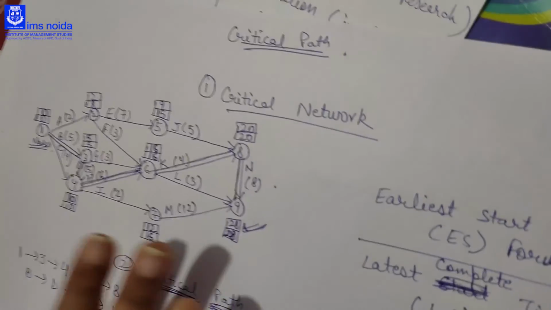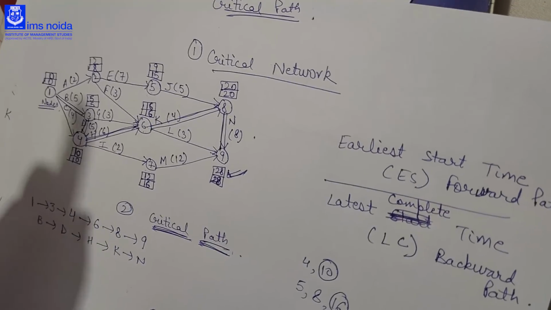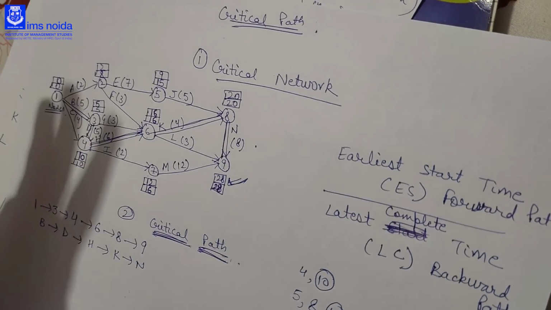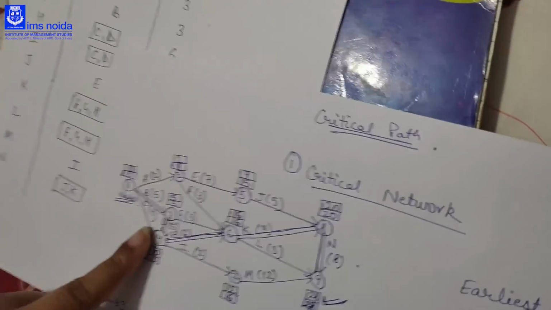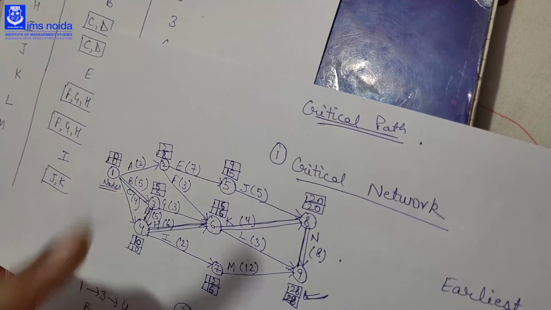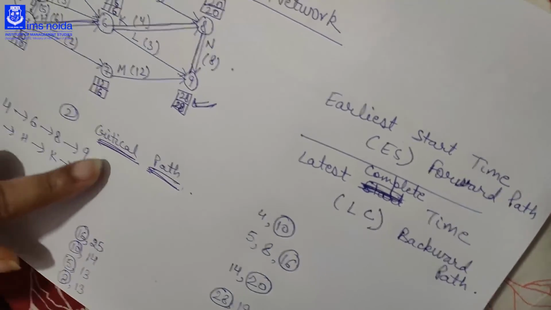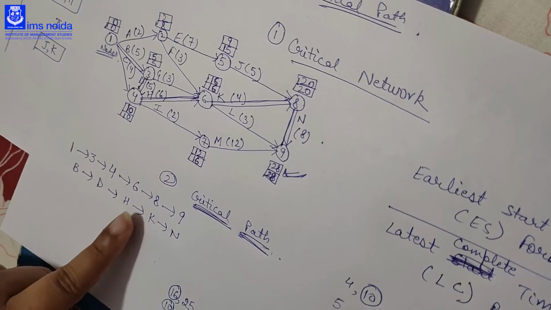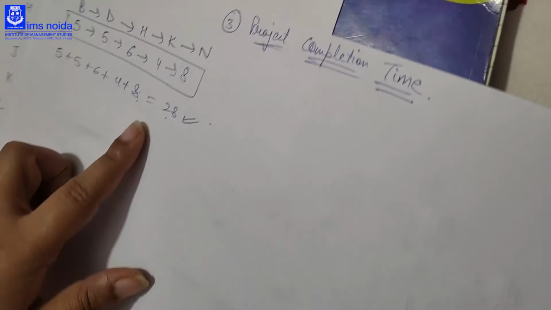Now your question is completed. You get three things in your question, that is making the critical network, then finding the critical path and the project completion time. So you can now see that from the question we have made the critical network. From the critical network, we find the earliest start time and latest complete time. By that we get the critical path, and by getting the critical path and adding the durations of those activities, we will get the project completion time.